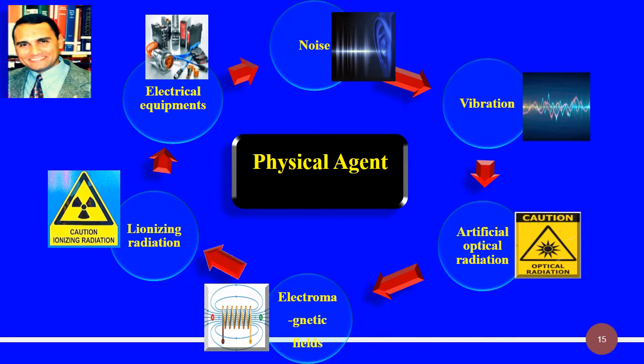Physical agents, such as the noise and vibration produced by different instruments, artificial optical radiation from different chemicals or systems, electromagnetic fields coming from or during some experiments, ionizing radiation, and electrical equipment, are all important in the action of a disease.